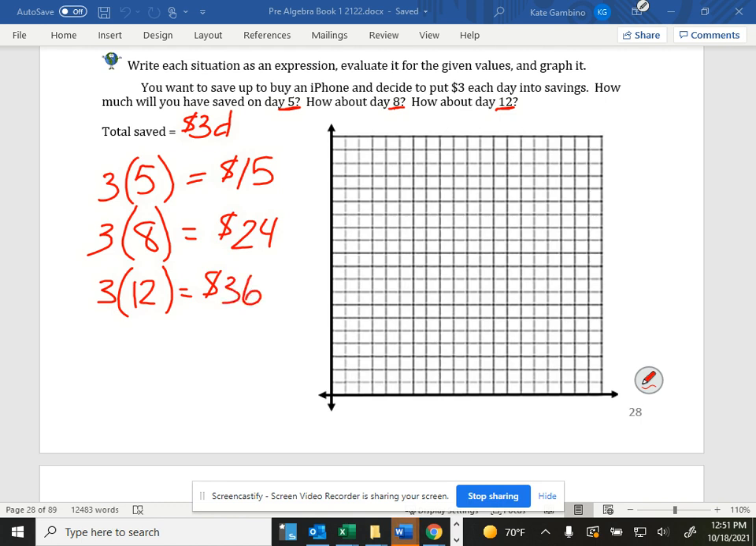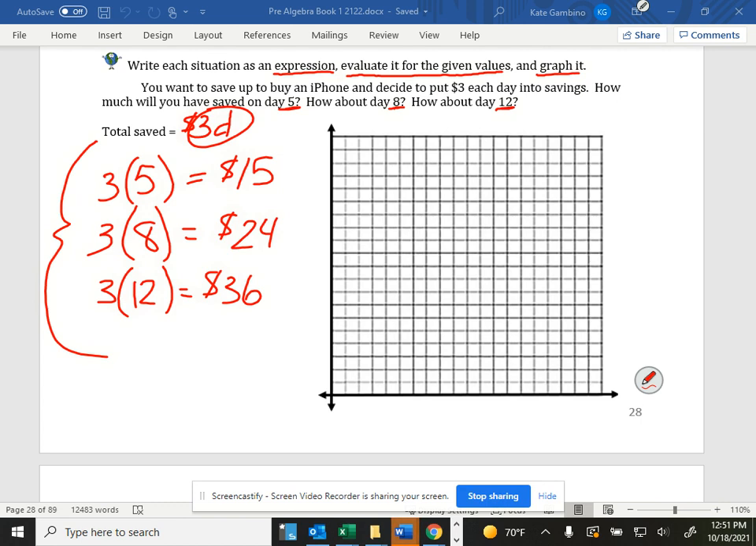So we write each as an expression. 3 times D, that's our expression. Then we need to evaluate it for the given values. That was this, evaluating it. Now we need to graph it. Okay. So let's look at how we're going to graph it.